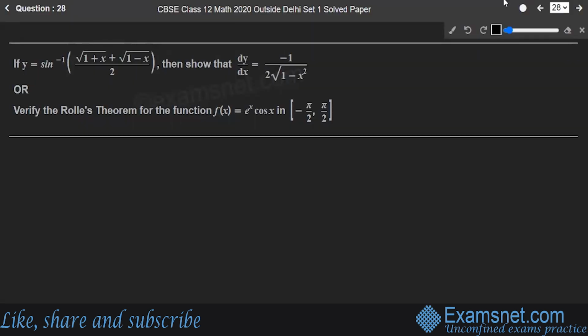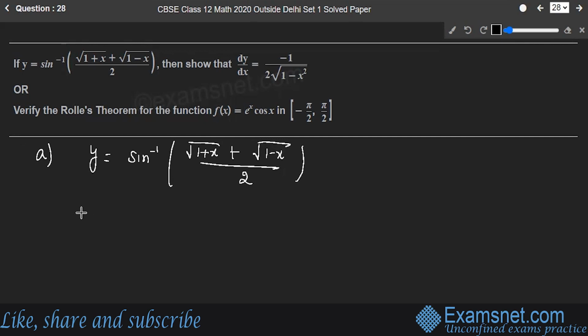Question number 28: if y is equal to sine inverse of this expression, then show that dy by dx is equal to this. Or you can do the sum, verify Rolle's theorem for this given function in this given interval. So start with the first question. You are given y is equal to sine inverse of root of 1 plus x plus root of 1 minus x, whole divided by 2. Let's do this. I'm putting x is equal to cos 2 theta. From here, theta will be equal to half of cos inverse x.